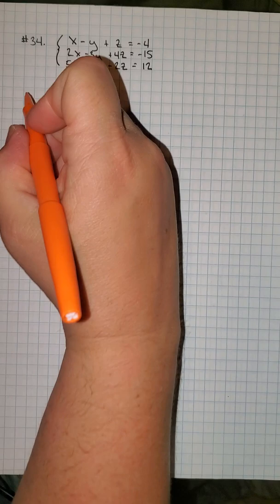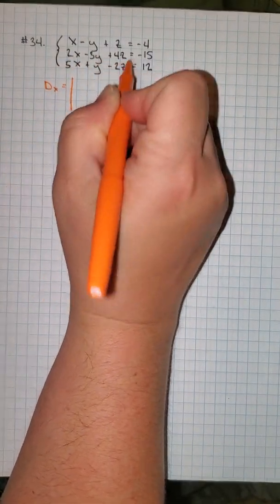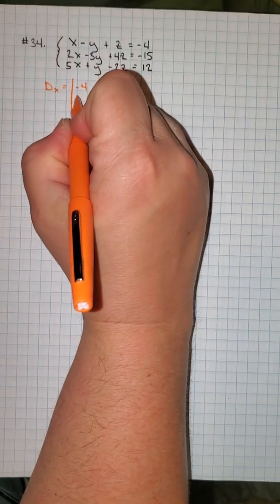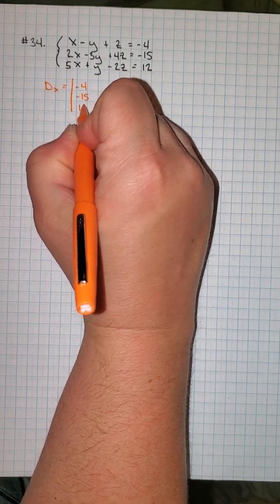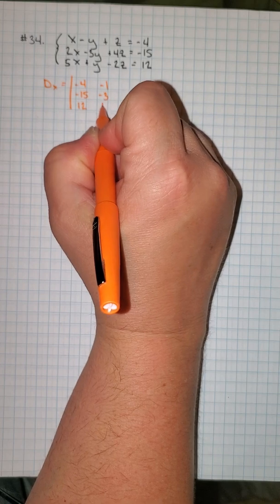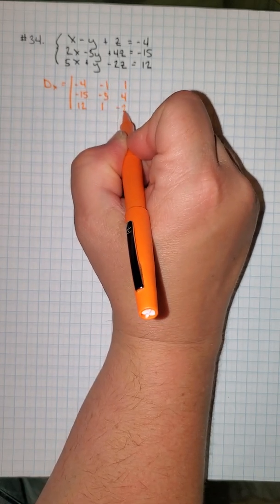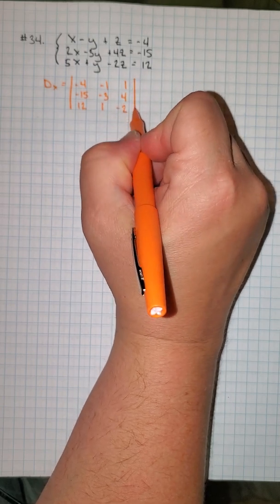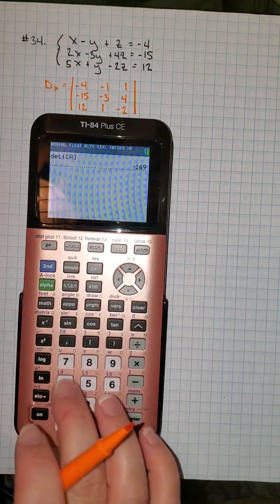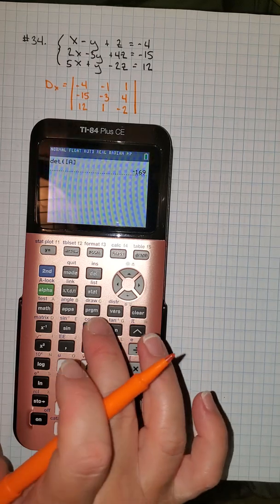Alright, so D sub x. This we would put the answers in for x. So negative 4, negative 15, and 12. And then our y's would be negative 1, negative 3, and 1. And our z's would be 1, 4, and negative 2. Okay, so you could do this one by hand. I'm going to just use the calculator to do it.